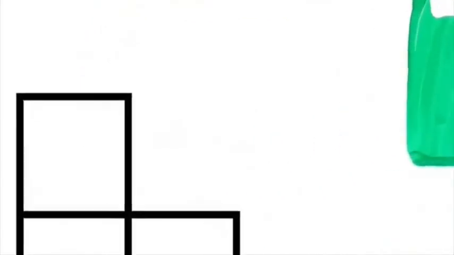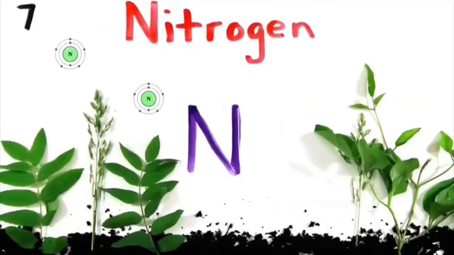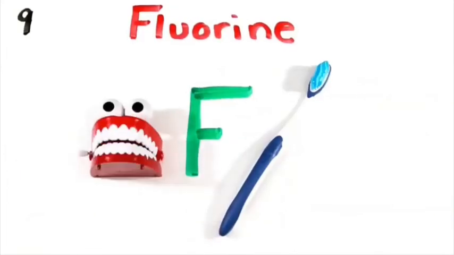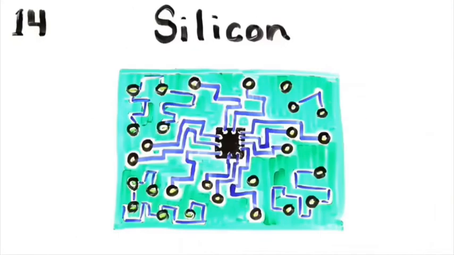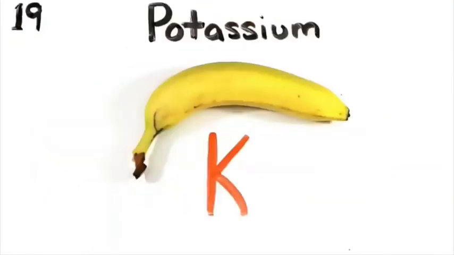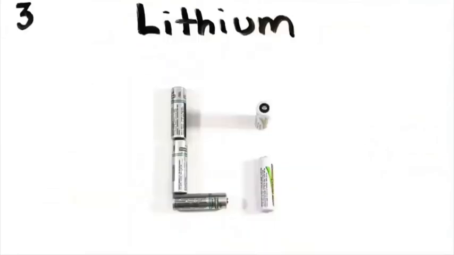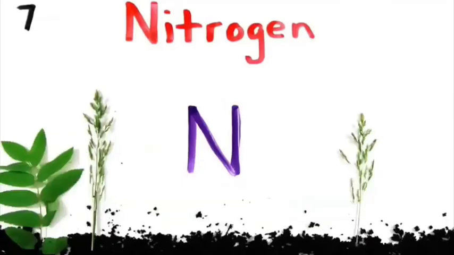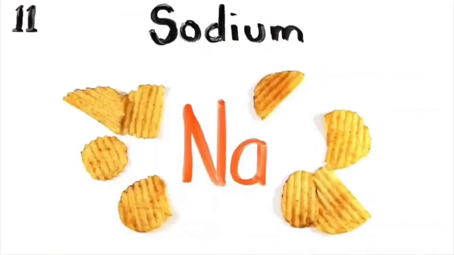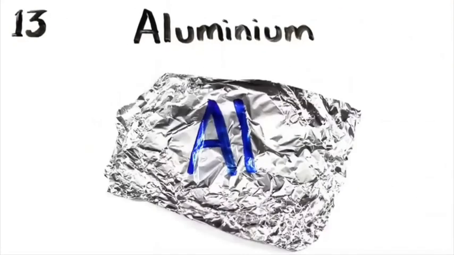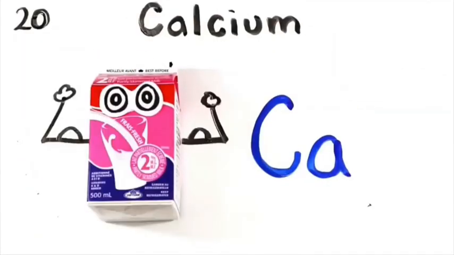There's hydrogen and helium, then lithium, beryllium, boron, carbon everywhere, nitrogen all through the air with oxygen so you can breathe, and fluorine for your pretty teeth, neon to light up the sign, sodium for salty times, magnesium, aluminium, silicon, phosphorus, then sulfur, chlorine, and argon, potassium, and calcium so you'll grow strong.